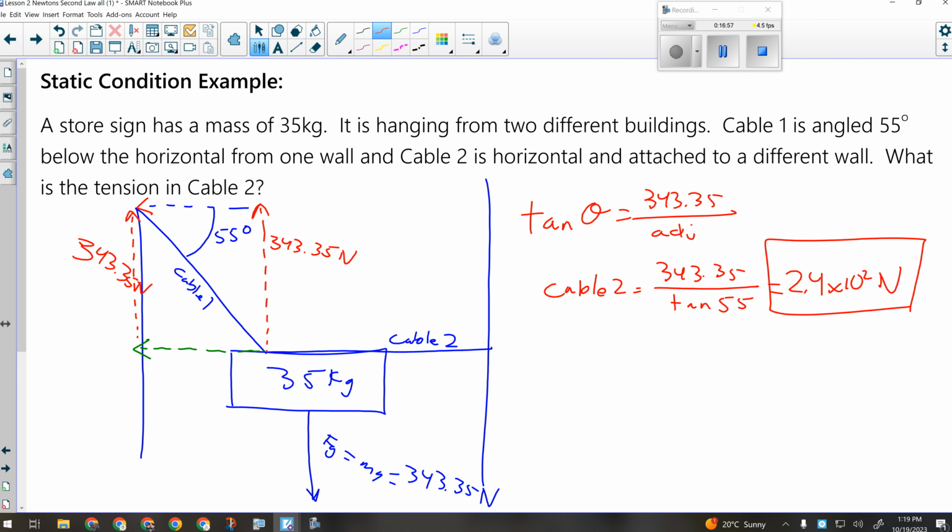Oh, sorry. According to the way that question is written, I wouldn't have to write right, because it actually asks for the tension. And tension pulls both ways. If it asked how hard is cable 2 pulling on the sign, then I would have to say to the right. But if it asks for tension, tension is just how tight the cable is. That doesn't have a vector, because cables pull in 2 directions at the same time.